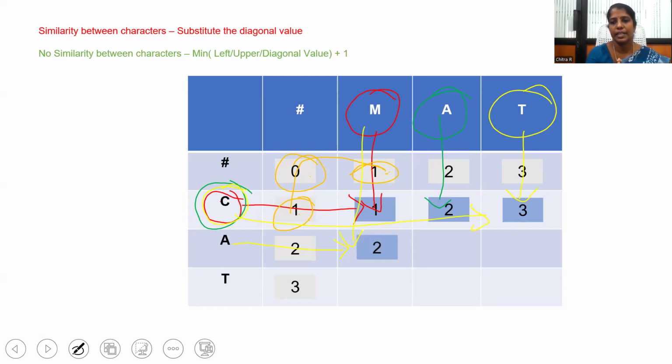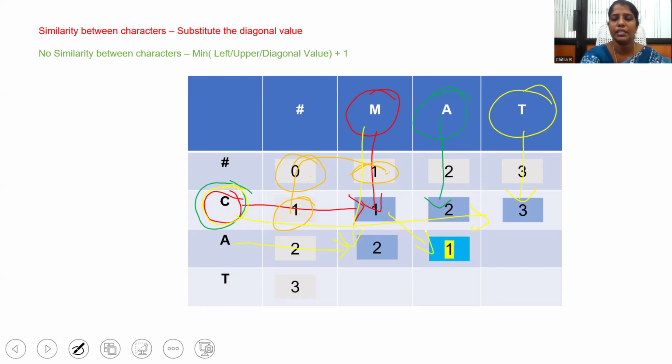The next step is very, very important. Listen to this one. Here next is A and A. There is no substitution. A is written as A. So in that case, no need to add to the values, that is, we are not doing any operation. Instead, move the diagonal value here. This is very, very important in this algorithm. Move the diagonal value directly here. So what will be the value here? 1. Fine.